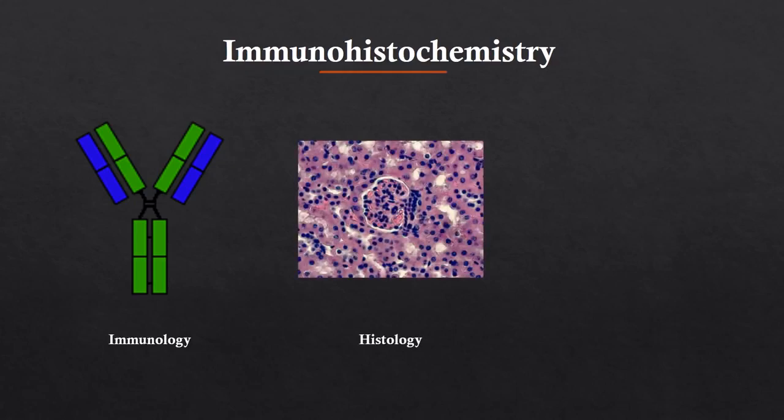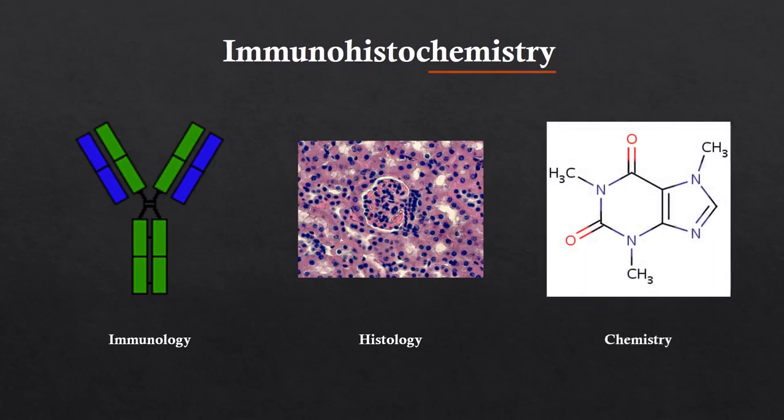The second term, which comes from histo, is histology. Histology is the study of tissue preservation and tissue staining. It is a tool used widely for studying the pathophysiology of organisms. The final term is chemistry, which is the study of matter. In this context, we utilize our understanding of chemistry to help histology. Thus, we can now create a concrete definition of immunohistochemistry, or IHC.